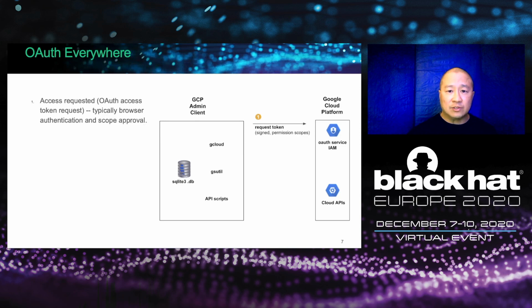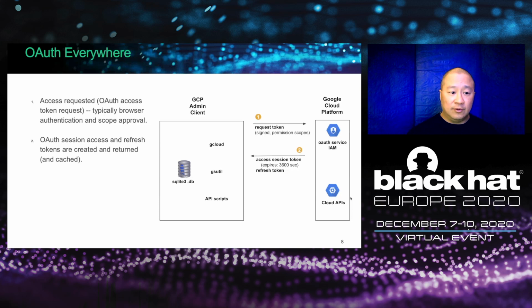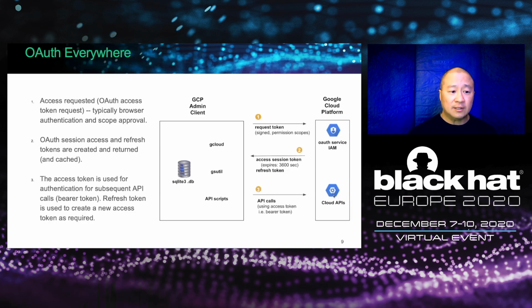So the first step is whatever's requesting access, in this case the CLI, requests a token, which really means an access session token and a refresh token. We'll cover how those are used later. But the access token, sometimes called a bearer token, is passed in the HTTP header for an actual REST API call. After an hour, it expires.